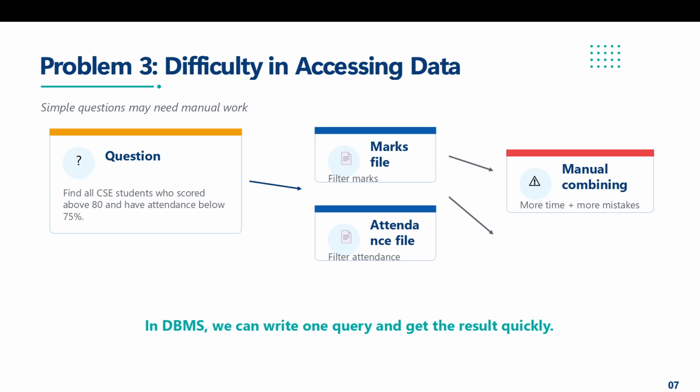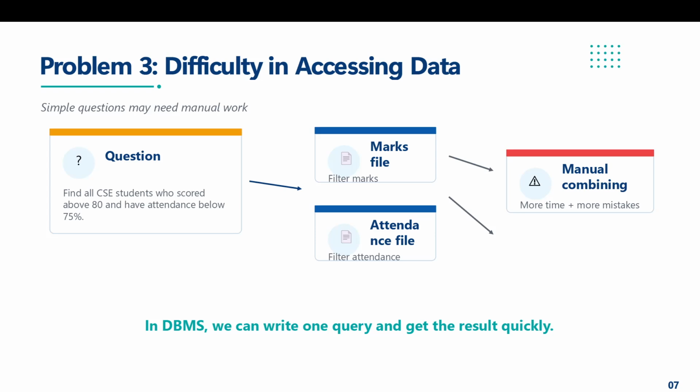Now, let us see another important problem, that is difficulty in accessing data. In a file system, simple data may be easy to see, but when we ask a combined question, it makes it difficult, right? For example, suppose we ask, find all the CSC students who scored above 80 percentage marks and have attendance below 75 percentage.